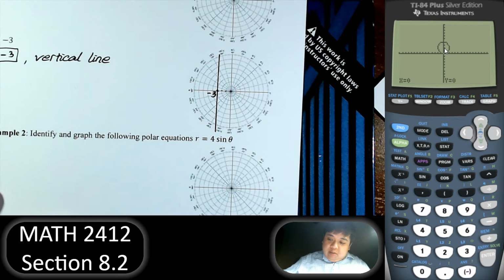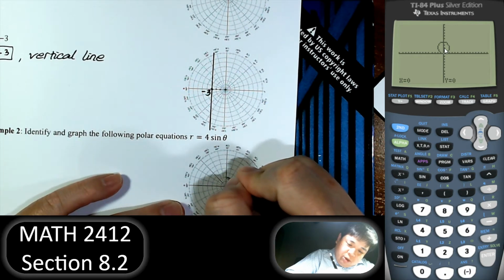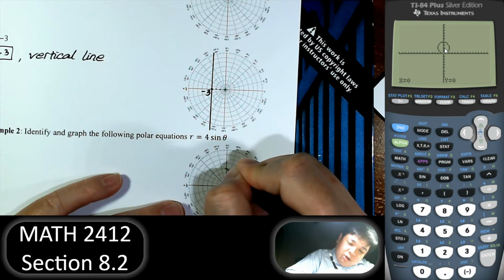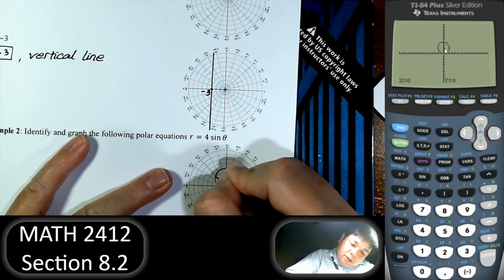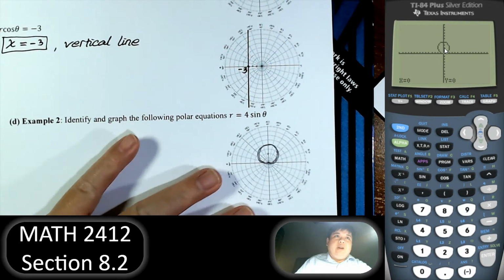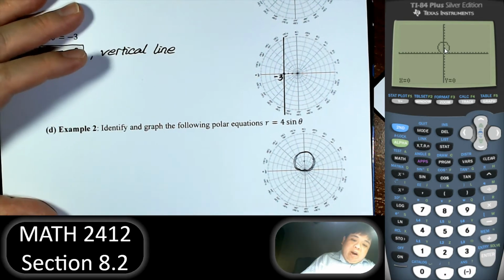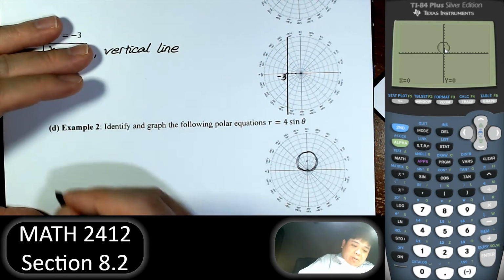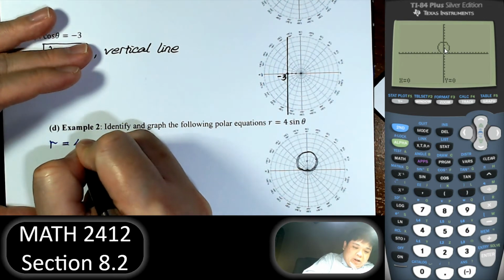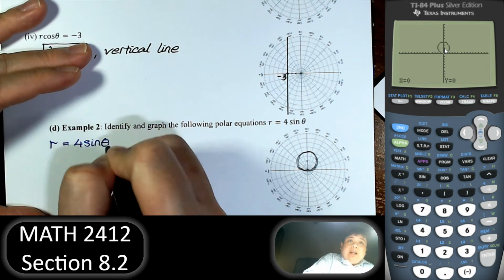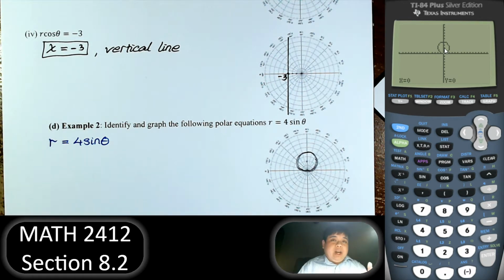Radius at 0 and 2. So the radius here, center here, and we're going to have a circle like that. So how do we write the equation in rectangular form? So r equal to 4 sine theta. Right, let's quickly go over what formulas we can use. R cosine theta is x, r sine theta is y, r squared is x squared plus y squared, and tangent of theta is y over x.